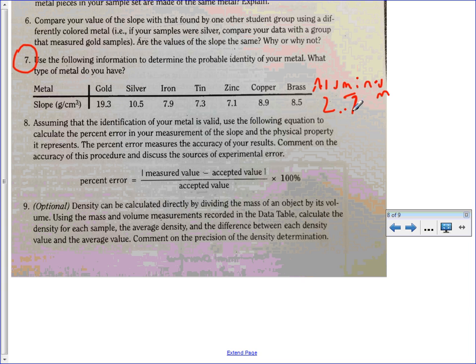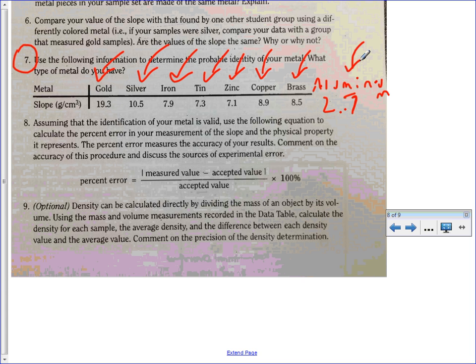Now keep in mind, think about which metal you had. Was it gold colored or was it silver colored? The gold colored metals obviously would be gold, copper, or brass. If it was silver colored, it would either be silver, iron, tin, zinc, or aluminum. So based on your color, you should only be picking from those particular metals.